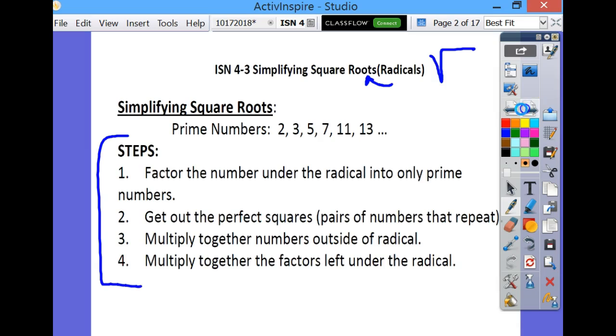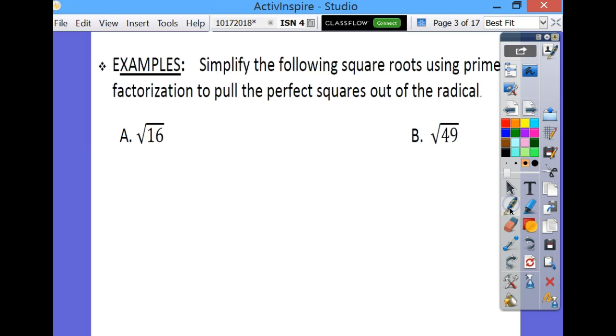What does it mean, simplify radicals? Well, this is the radical. So what is that simplified? What is the square root of 16? Why is it 4? Because 16 is 4 times 4, and that pair becomes just one 4.